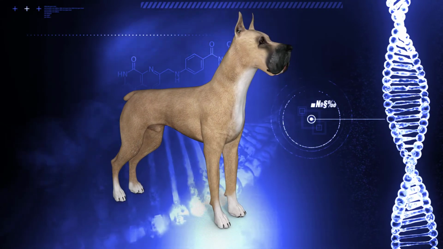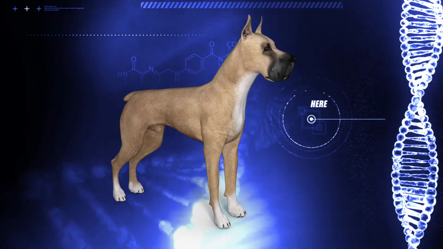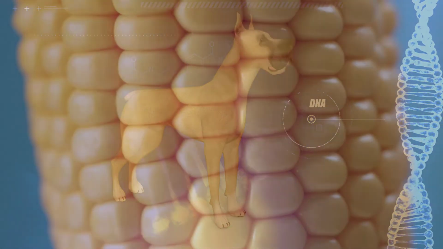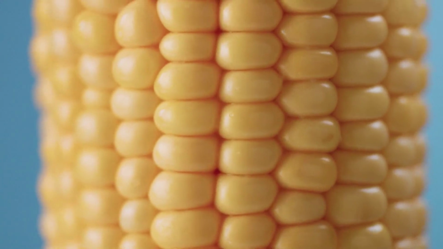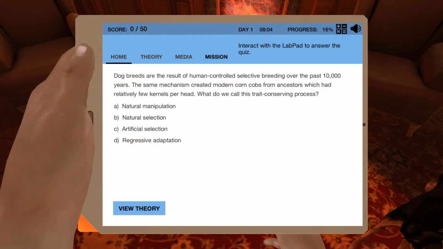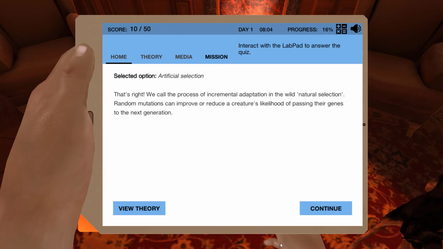Common gray wolves are also part of this species, as mated domestic dogs and gray wolves can produce fertile offspring. Dog breeds are the result of human-controlled selective breeding over the past 10,000 years. The same mechanism created modern corn cobs from ancestors which had relatively few kernels per head. What do we call this trait-conserving process? That's right, we call the process of incremental adaptation in the wild, natural selection.